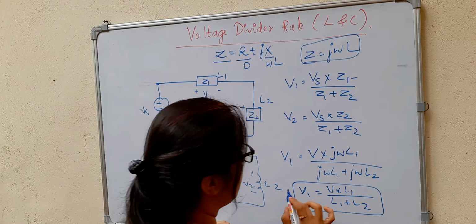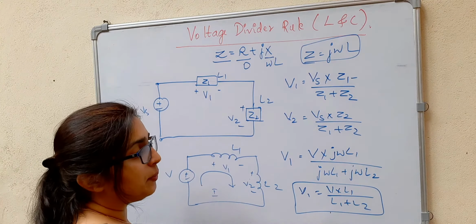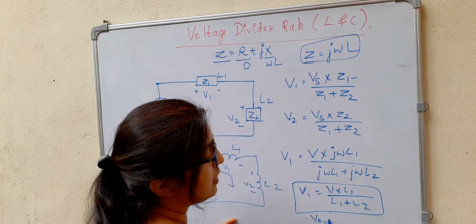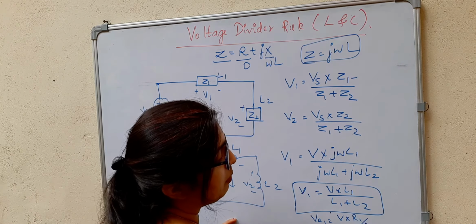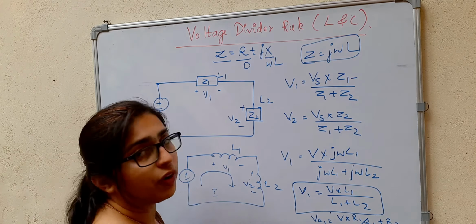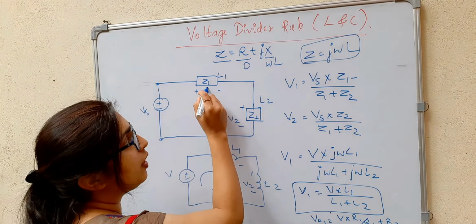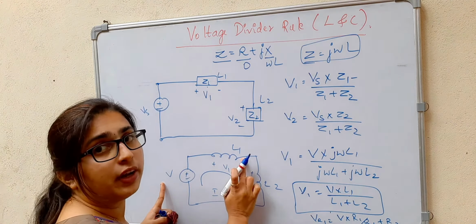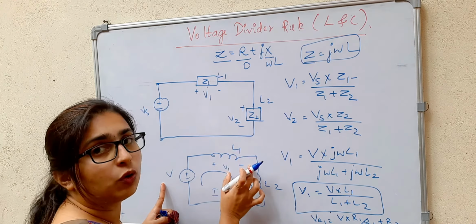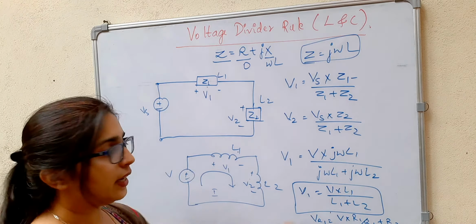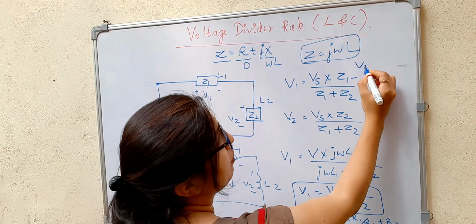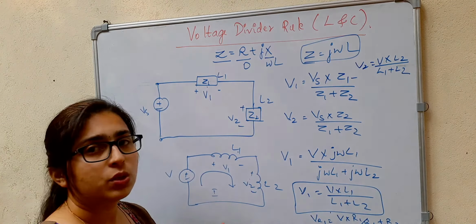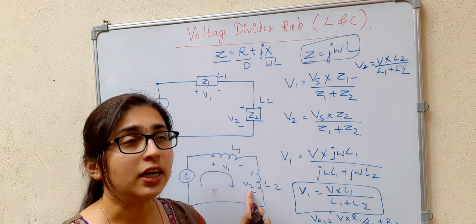So when the inductor is in series, this is similar to the voltage divider rule of the resistors, right? So VR1, that is equal to V into R1 divided by R1 plus R2, sum of resistances. Similarly for L1 also, see if you have L1, voltage into that particular inductor where we are measuring the voltage divided by the sum of the inductors. Similarly, V2 can be written as V into L2 divided by L1 plus L2. So this is the voltage divider rule for the inductors.